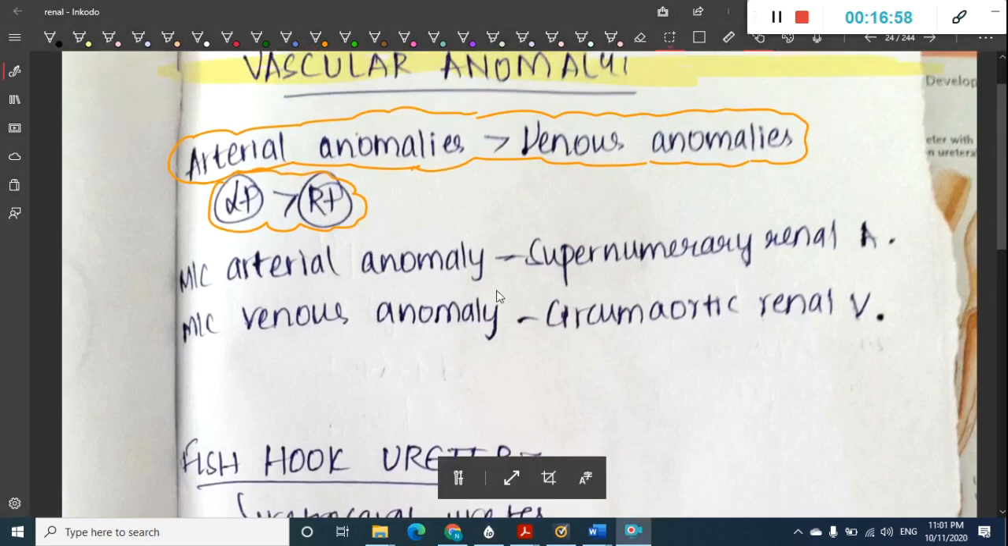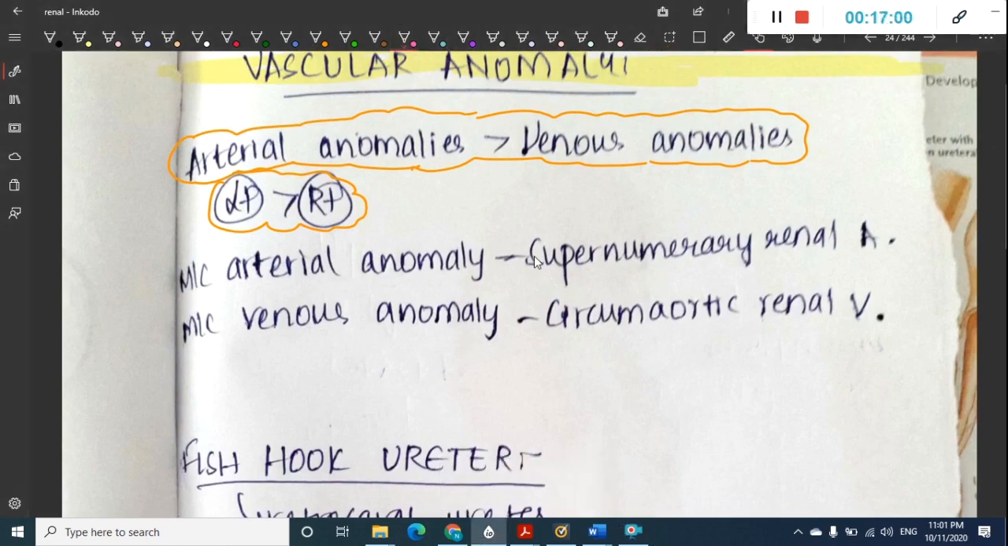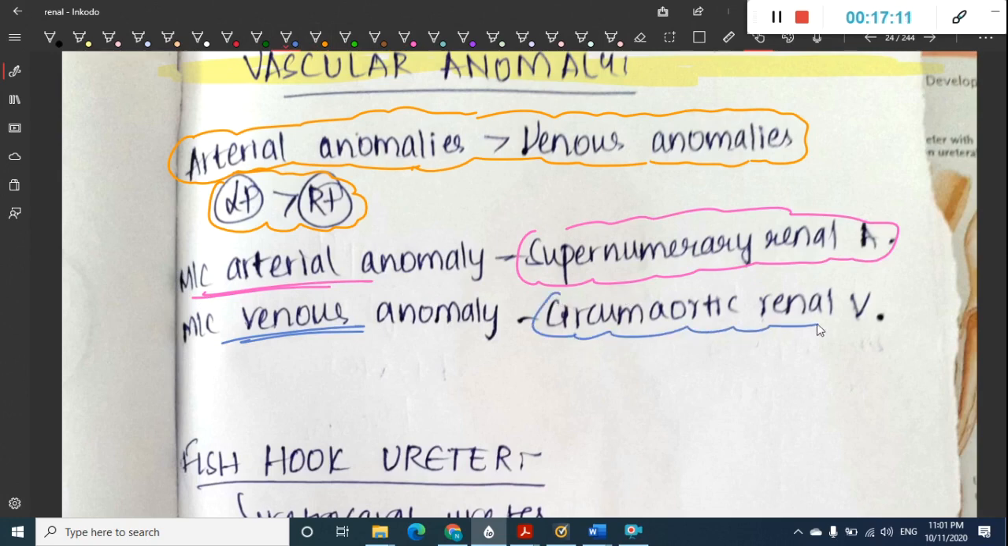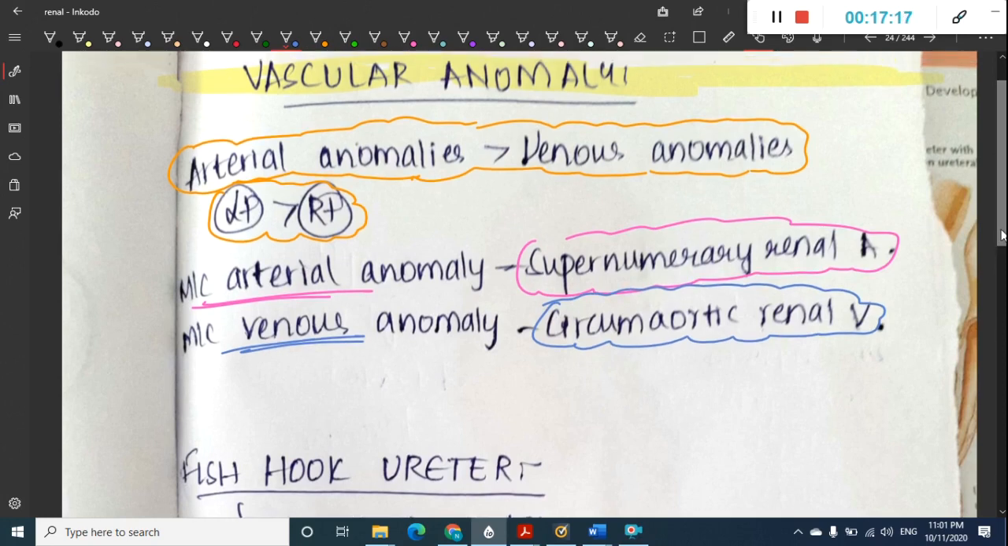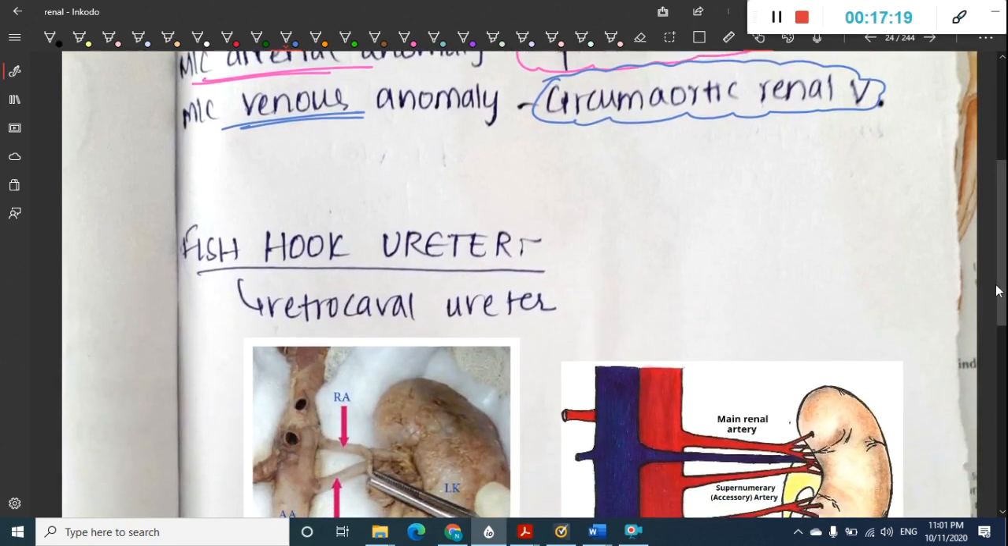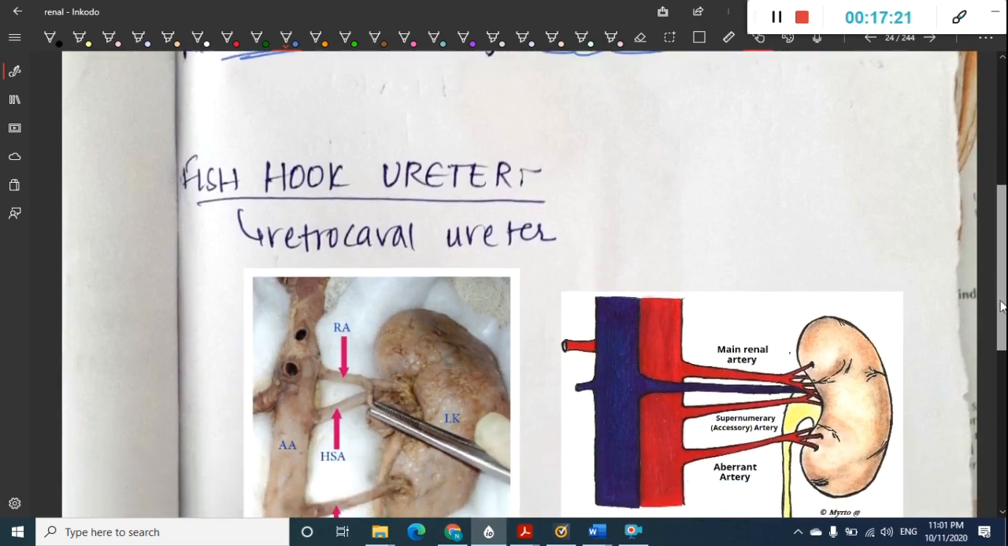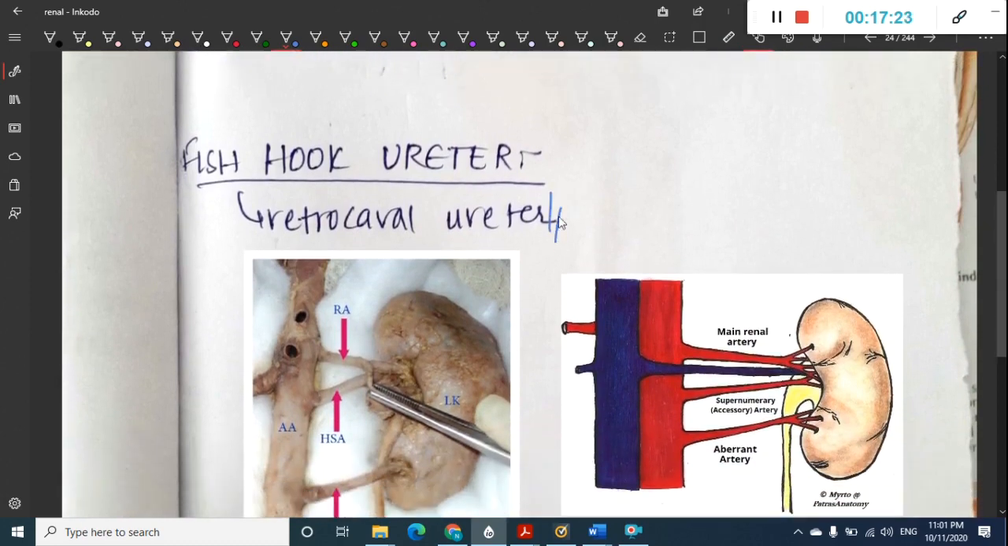So the most common arterial anomaly is supernumerary renal artery, whereas the most common venous anomaly is circumaortic renal vein. So if you see fish hook ureter, I have already told you, retrocaval ureter or post-caval ureter, which I have shown you just before.